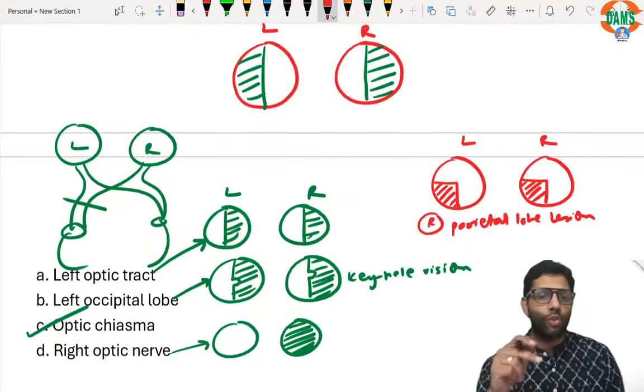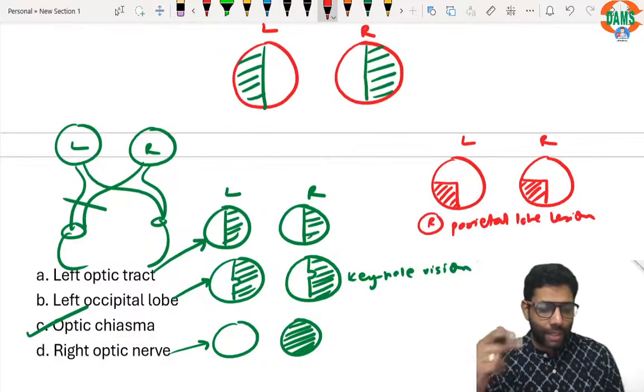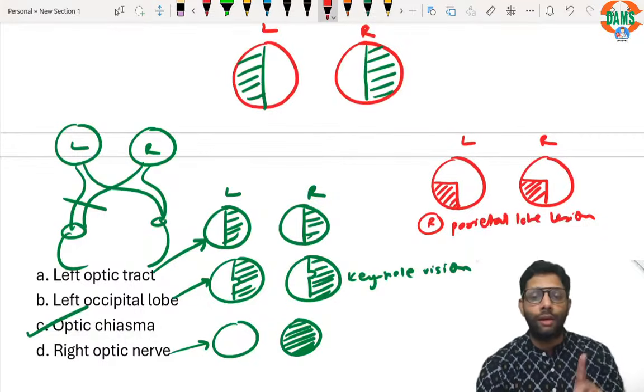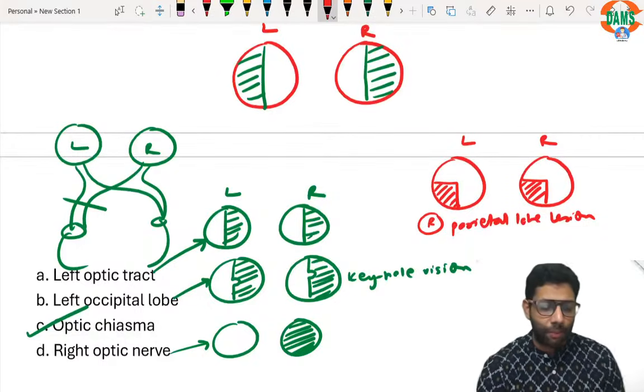Because in the parietal lobe the superior radiation fibers are passing, so inferior defects are there. Vice versa will be there in temporal lobe lesions. Pie in the sky. Good, Roshan. You should answer right parietal lobe. Exact answer is right parietal.